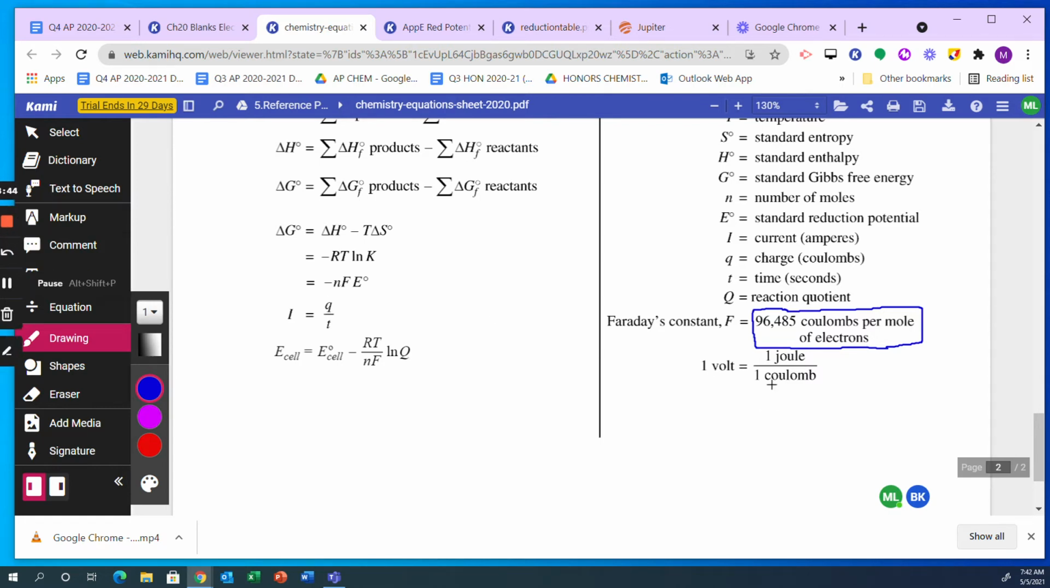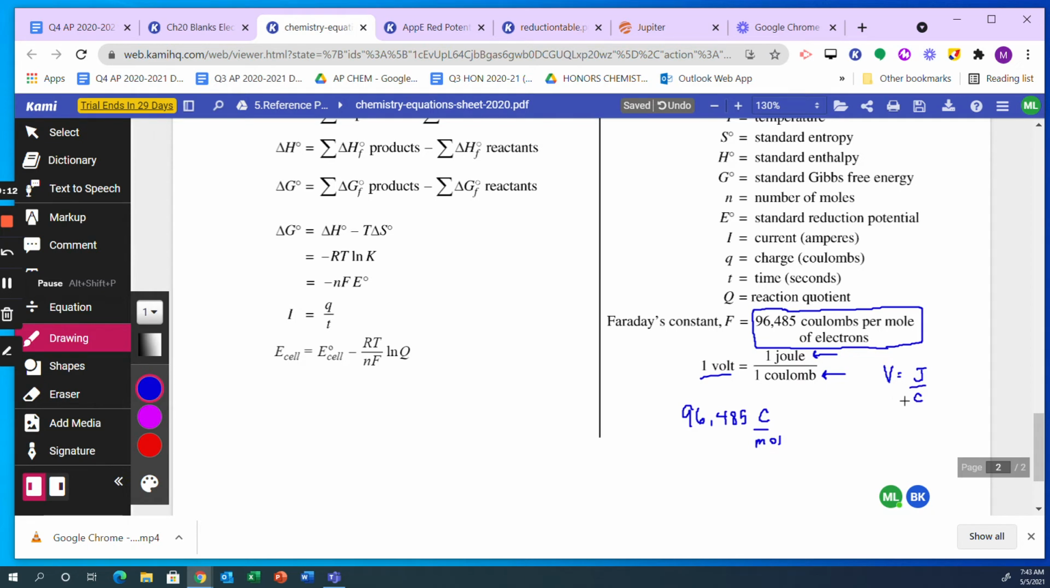So this formula sheet also has the unit of a volt. Remember, the volt is how much energy you impart if you had 1 coulomb of charge going through. So if this is Faraday's constant, 96,485 coulombs per mole, we can change the units a little bit so it'll fit in the formula. So this formula says volt is equal to J over C.